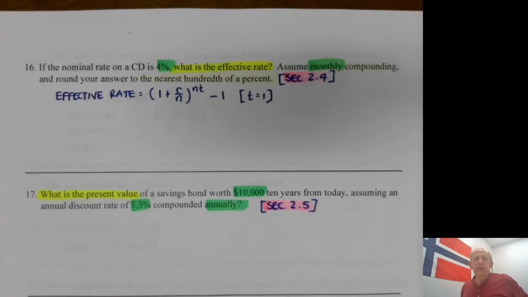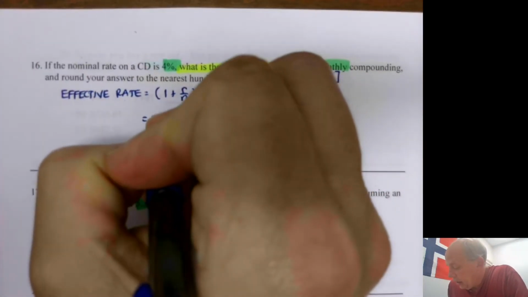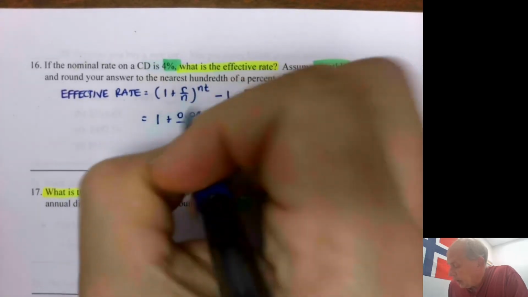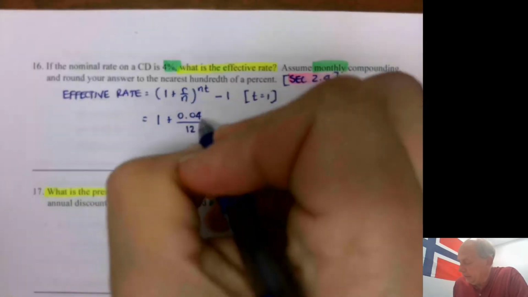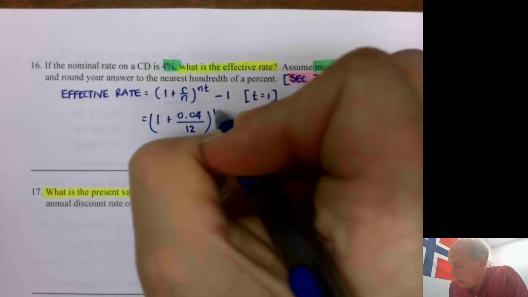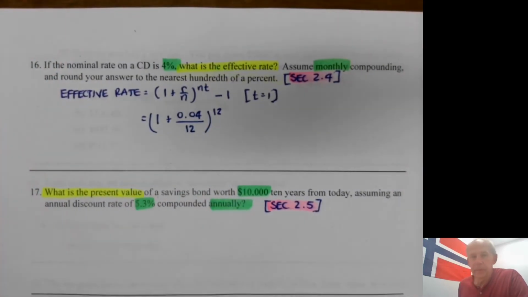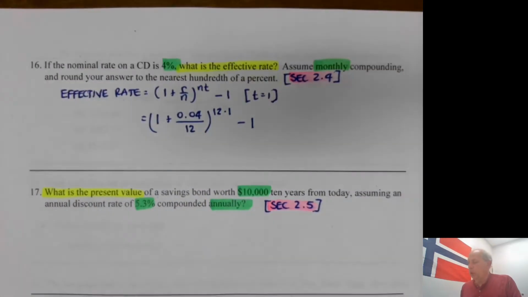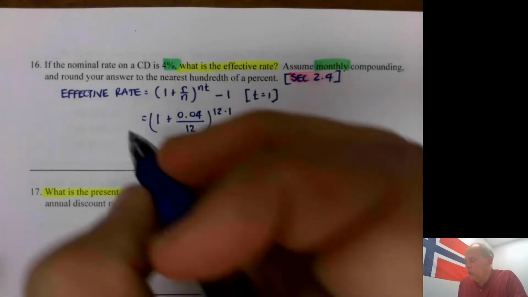This is an effective interest problem, which is also out of section 2.4. So what I have for my effective interest here is a nominal interest rate of 4%. It is compounded monthly. My N is 12. My T in this equation is always 1. I'm going to subtract 1 at the end, so my T is 1.